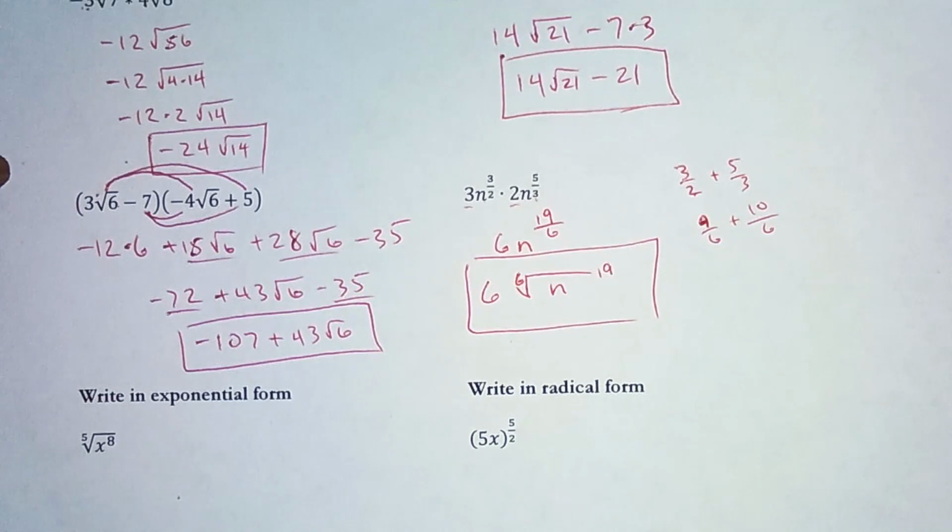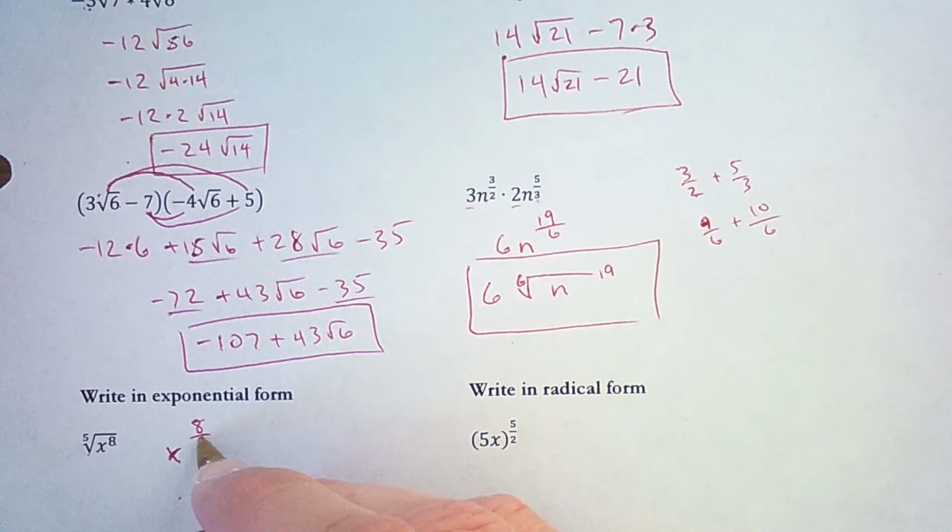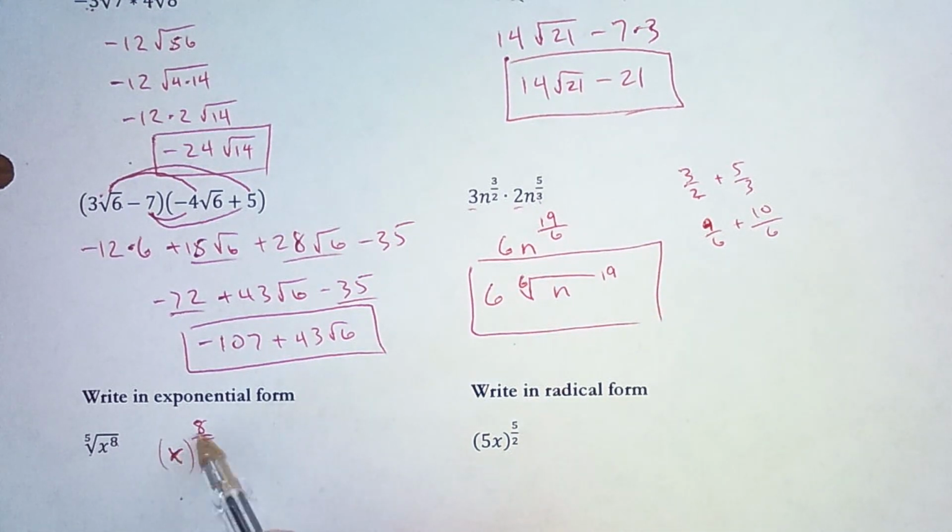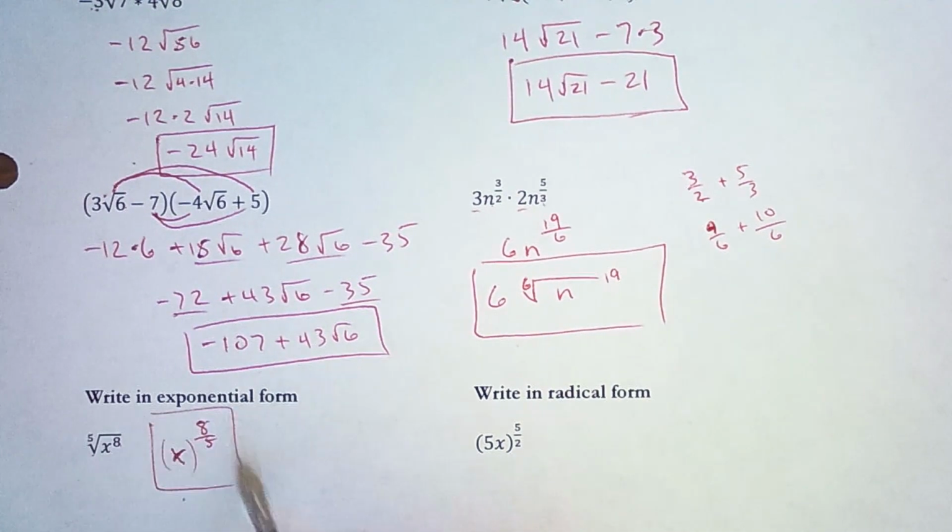And we're going to finish this video by converting between forms. This is in radical form. I want it in exponential form, so that would be x to the 8 over 5. The index is the denominator, 8 over 5 power. Now this could be in parentheses, this x. It doesn't have to be because it's the only thing attached to that power.